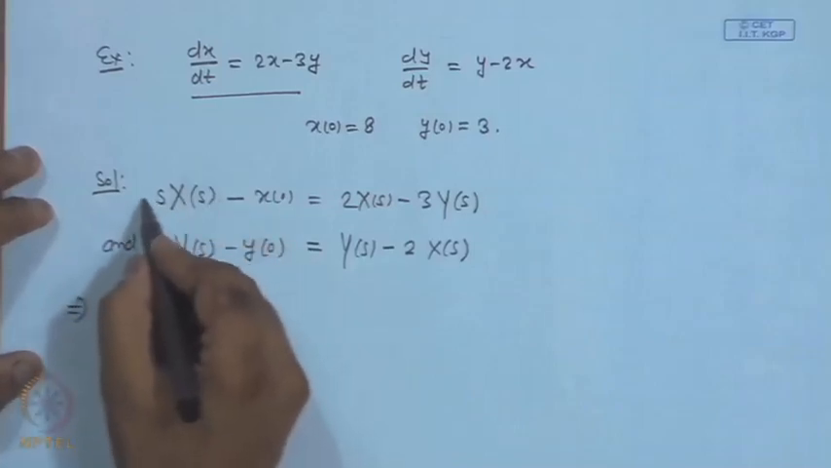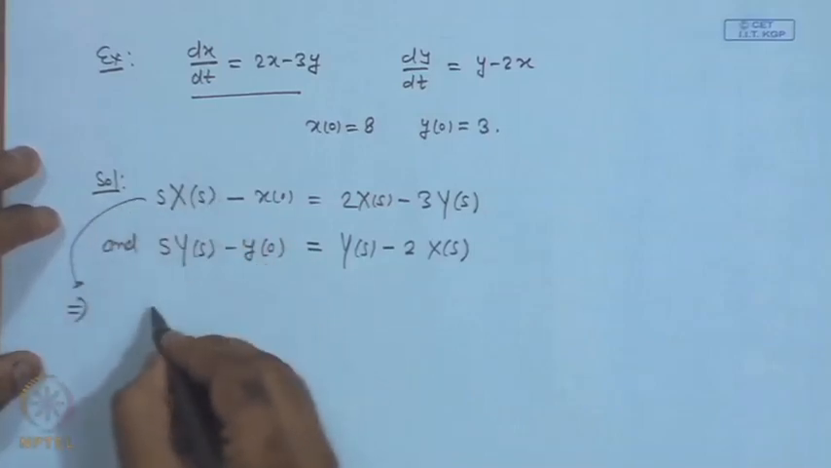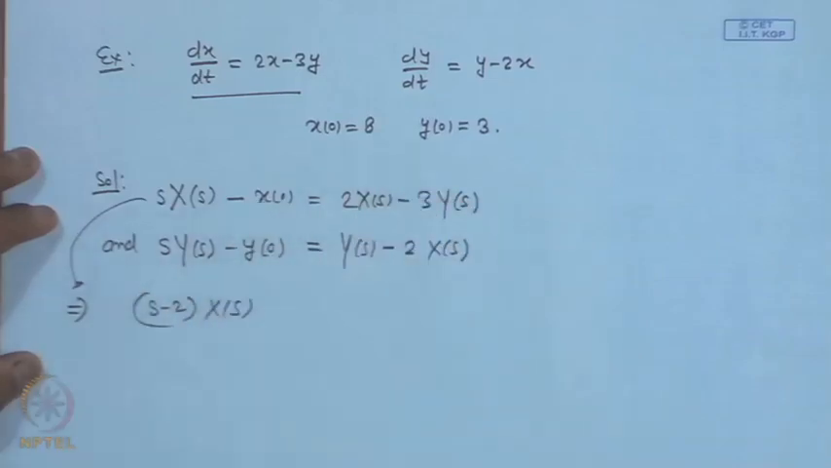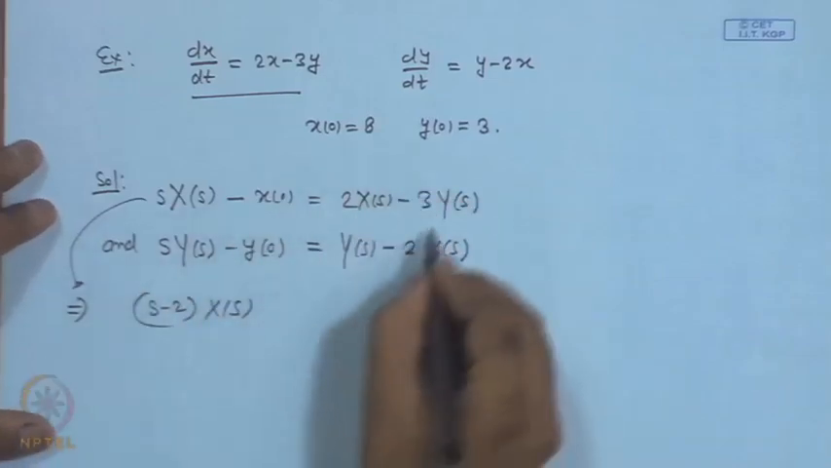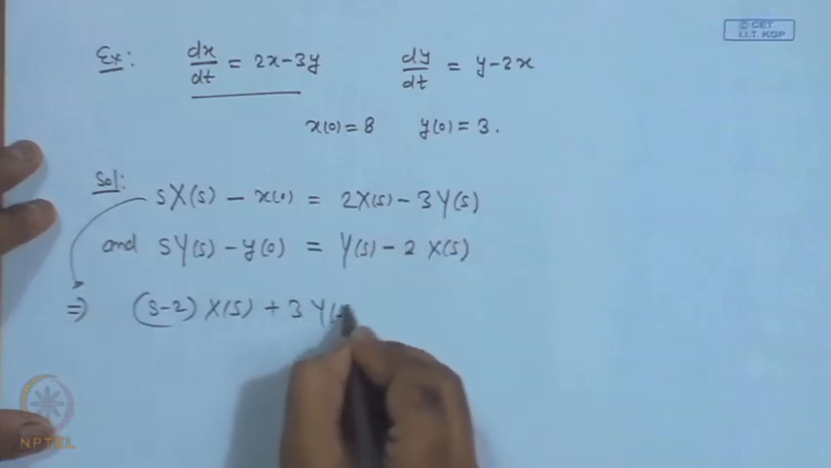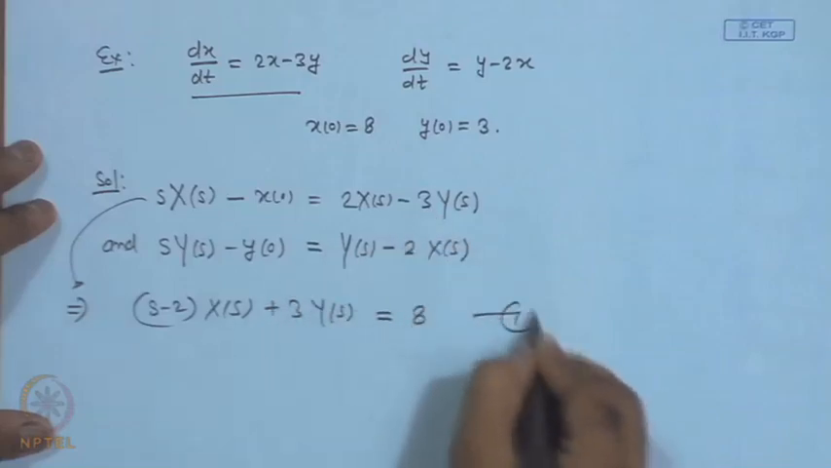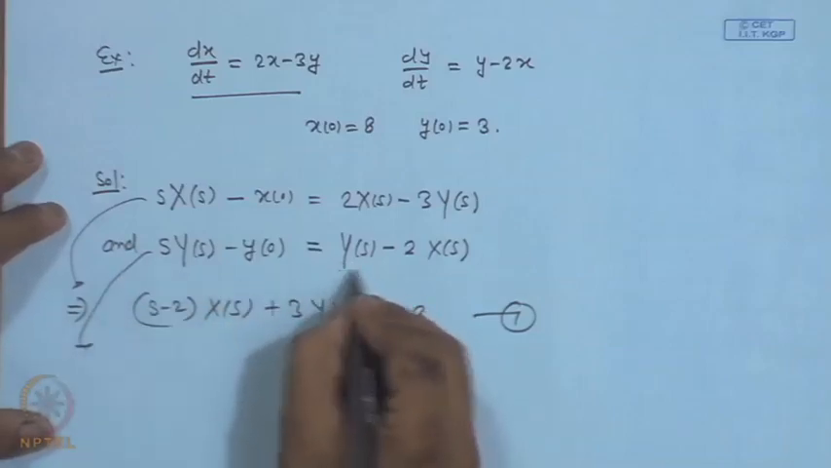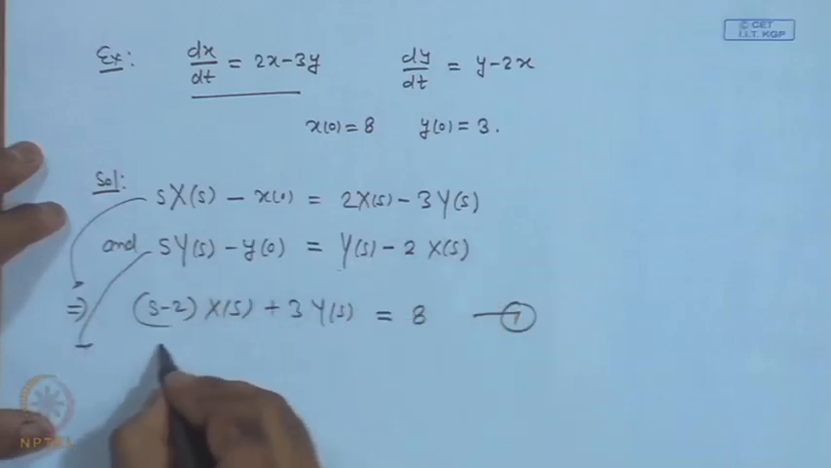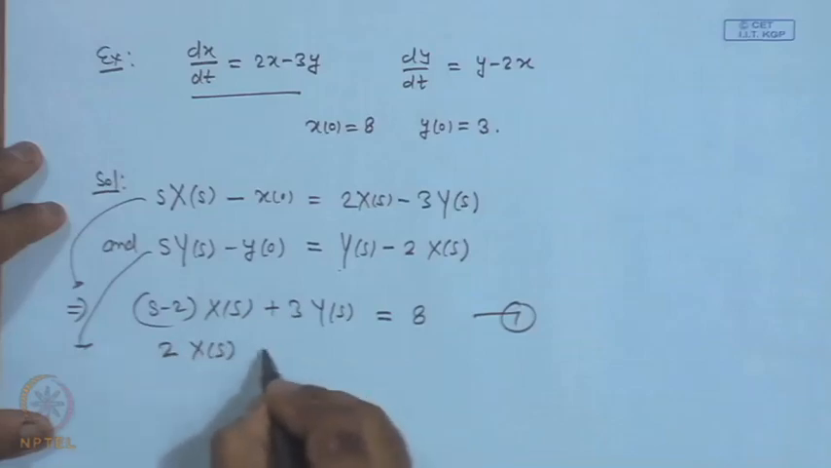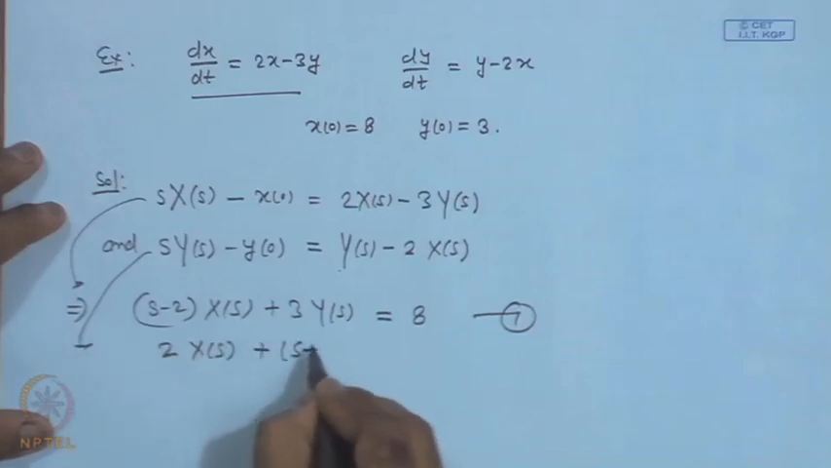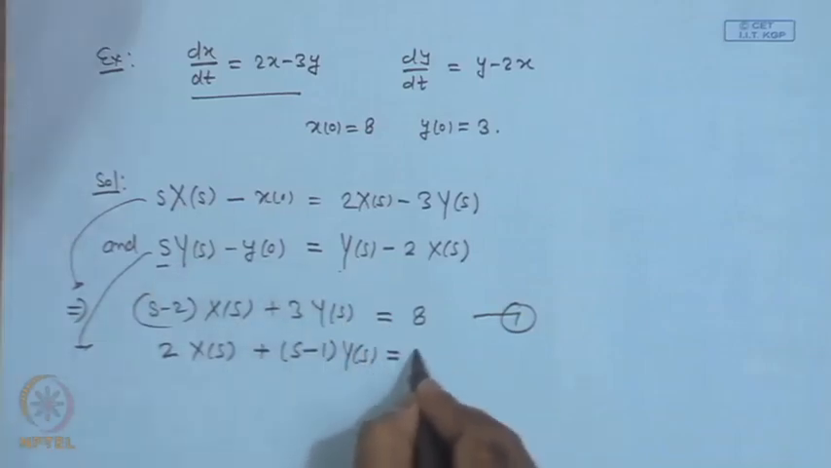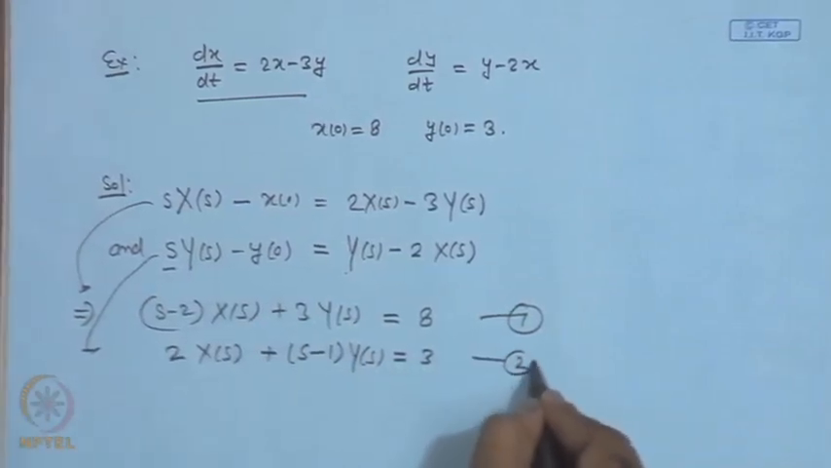Now from the first equation we have (s − 2)X(s), and x(0) is given as 8, so we take it to the right hand side, and this is −3Y(s) + 8. Let us call it equation 1. From the second equation we get 2X(s) and (s − 1)Y(s) = 3. That is equation number 2.